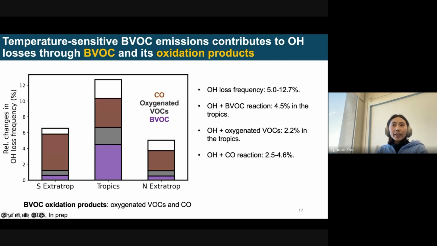However, if we look at the CO, we find that the increase in the CO is not only coming from local production, but can also come from long-range transport because of the long chemical lifetime of CO. And this leads to about a 4% increase in the OH loss frequency, mainly due to the increase in the CO in the southern extratropical regions. But overall, we find that these three different pathways, including BVOC and the two BVOC oxidation products, are the main contributors to this increase in the OH loss frequencies.